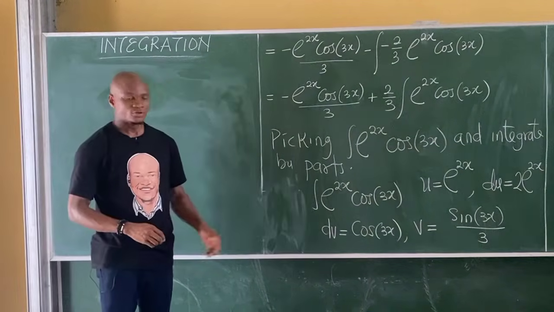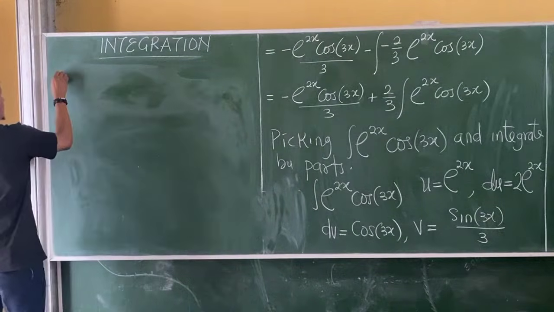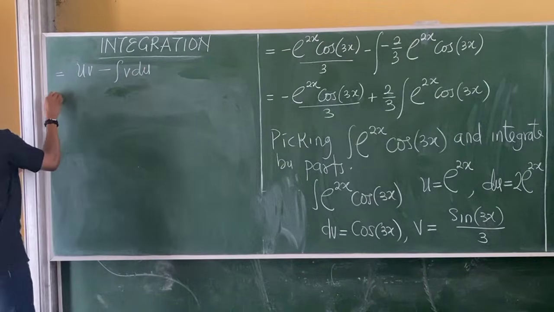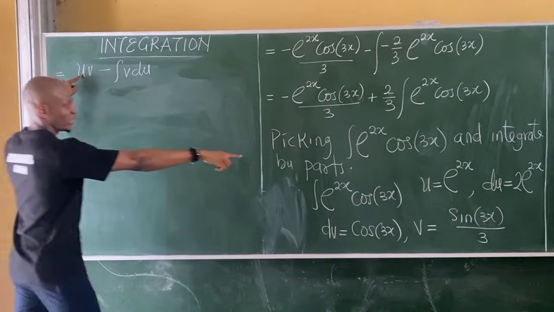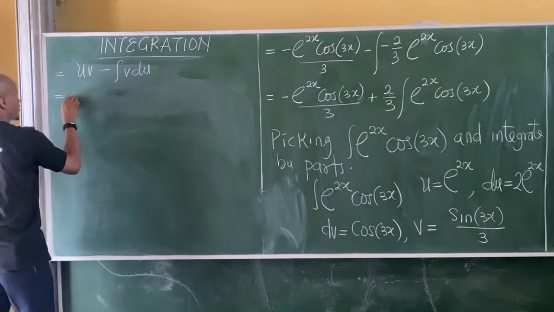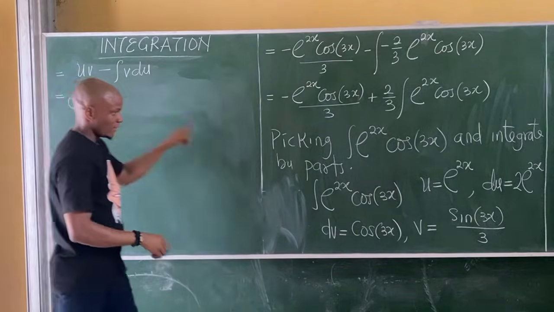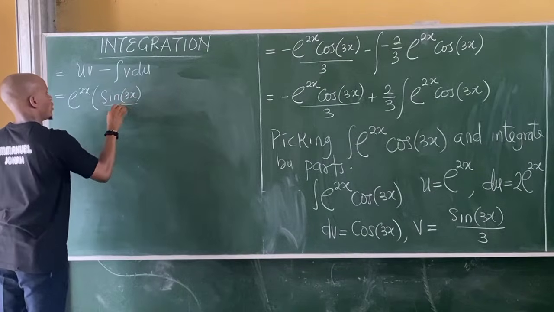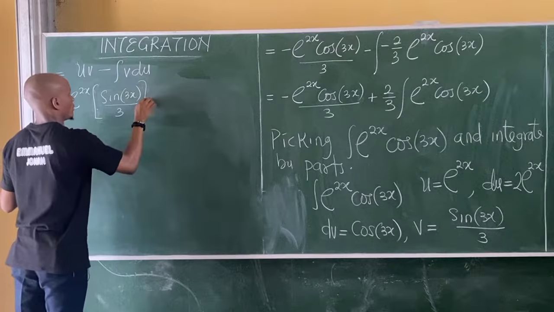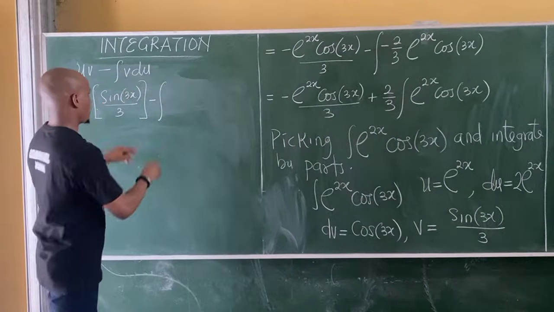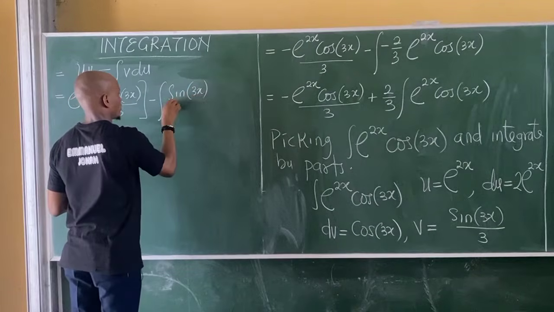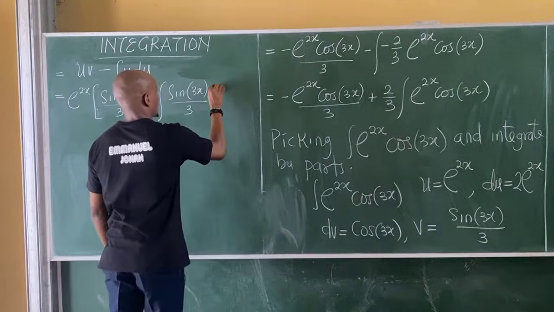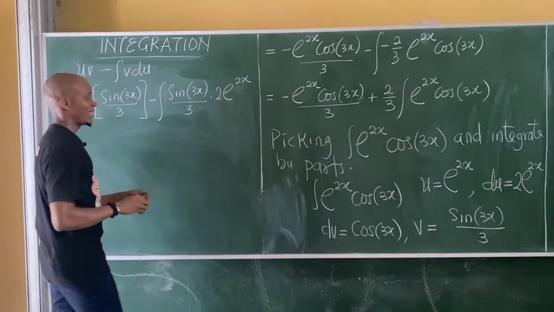Alright, proceeding with this. Substituting, I have uv minus the integral of v du. U is exponential 2x, so it becomes exponential 2x times v, where v is sine 3x all over 3, minus the integral of v, which is sine 3x all over 3, then du. Du here is 2 exponential 2x.